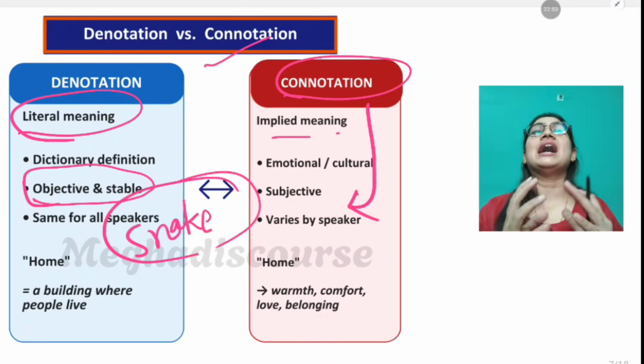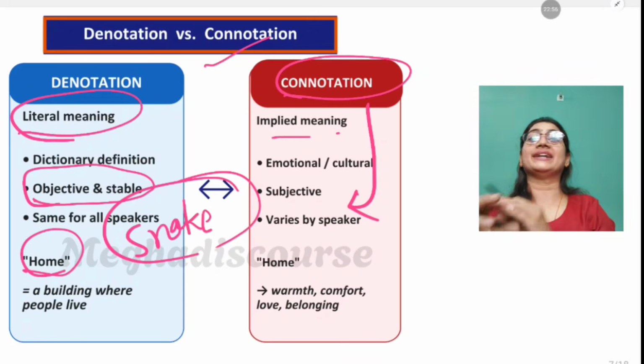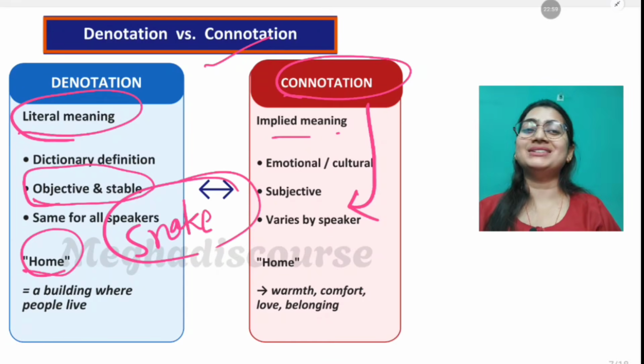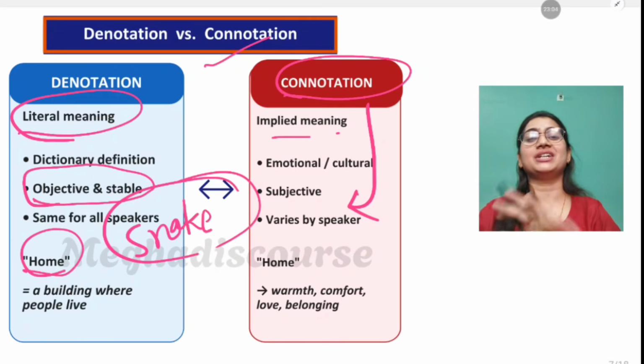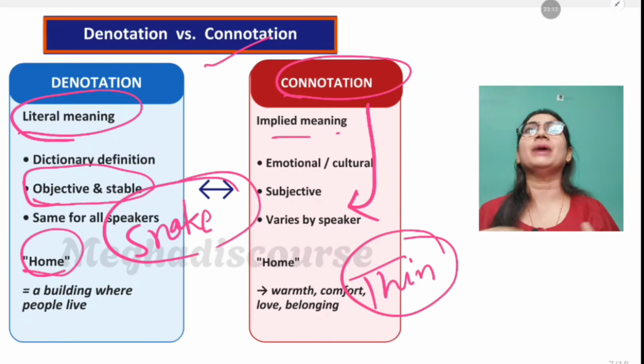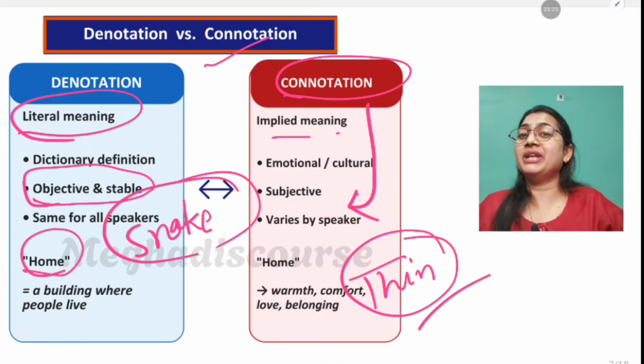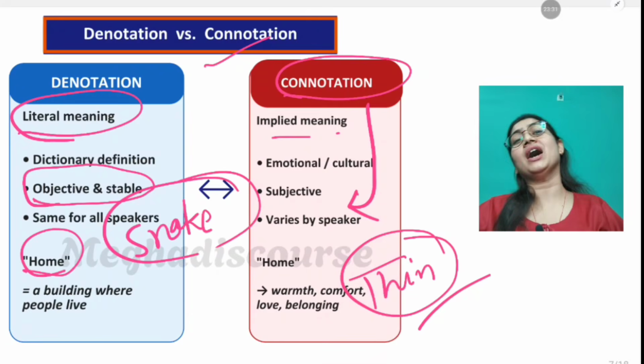So this is how denotation and connotation work. Like we have home, which means a building; that is the denotative meaning. And connotative means warmth, comfort, love, belonging, a secure place. So this is the difference between these two. Now another example, like thin. If I am saying you are thin, it means I am talking about your body, your physique. But thin can mean frailty or elegance, depending upon the context. For modeling, it is mandatory. For normal people, you are skinny, you are thin. So this is not good. It all depends on the context we are using.